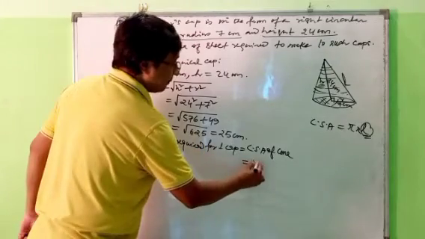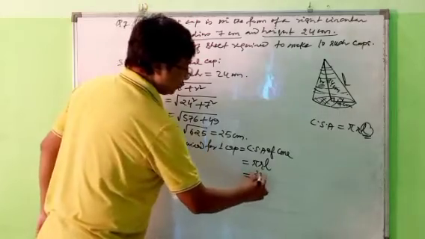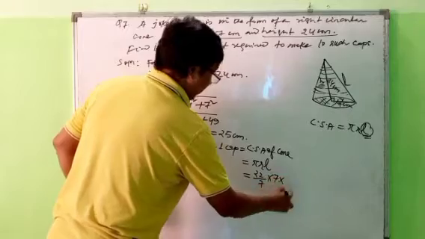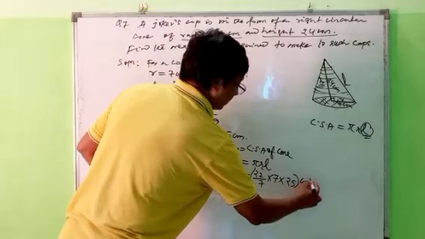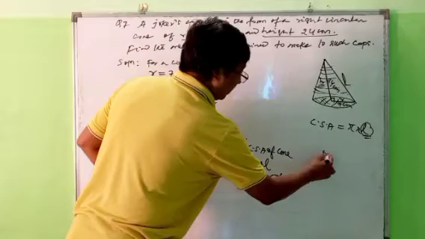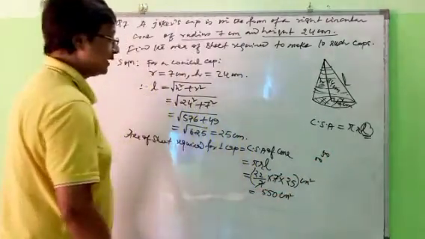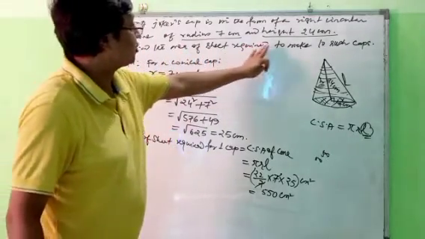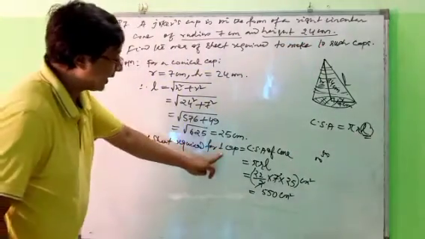So the area of sheet required for a cap equals the curved surface area of a cone, which is given by pi r L. Here pi is 22 by 7, into radius 7, into L, which is 25. The 7s cancel. Multiplying 22 and 25, it will be 550. So you will get 550 centimeter square. This is the sheet required for a single cap.